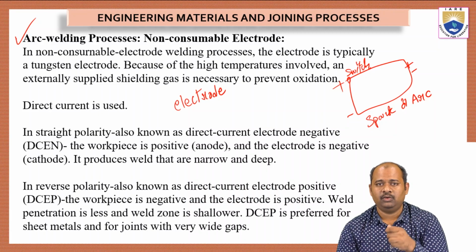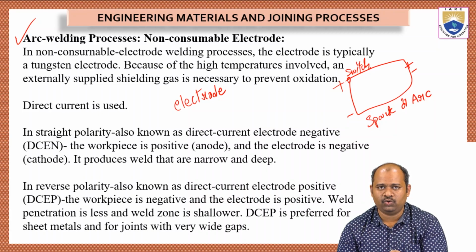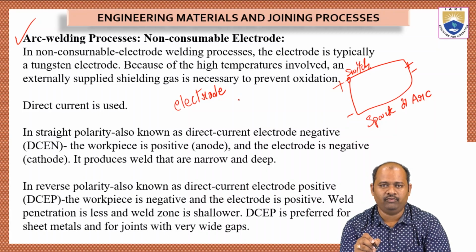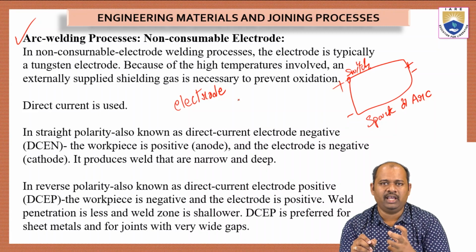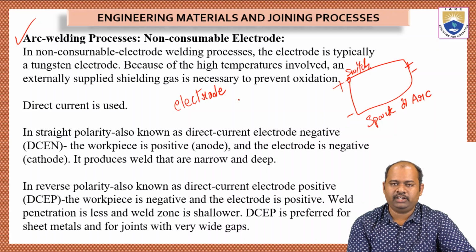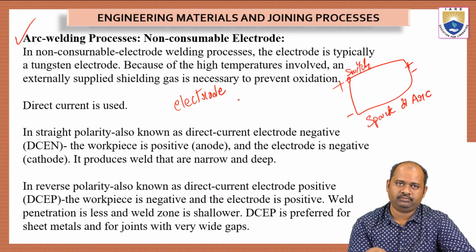Now what happens when I touch the tip of the electrode to the base plate and remove it slowly? It will form some resistance in the air. This resistance is the key thing to form a spark. In this process, the electrode is not consumable, which means we have to use a separate filler metal.